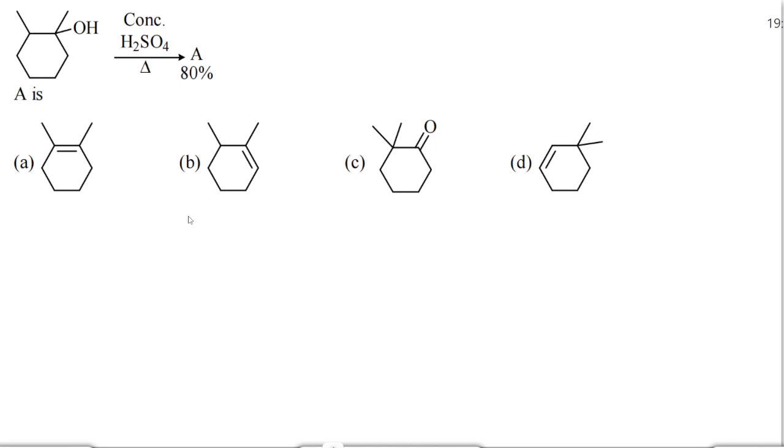Very good. It is option A, because first of all, there is a removal of OH due to the presence of H2SO4. So it leads to the formation of carbocation, and the carbocation formed is tertiary. So there is no need of rearrangement, and therefore hydrogen is removed from the neighboring carbon to form the more alkylated alkene. This is the major product.